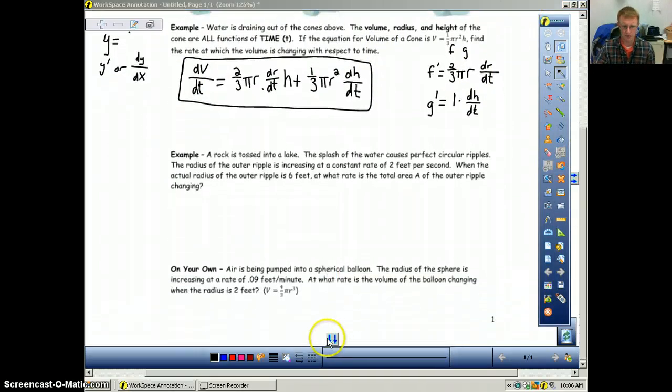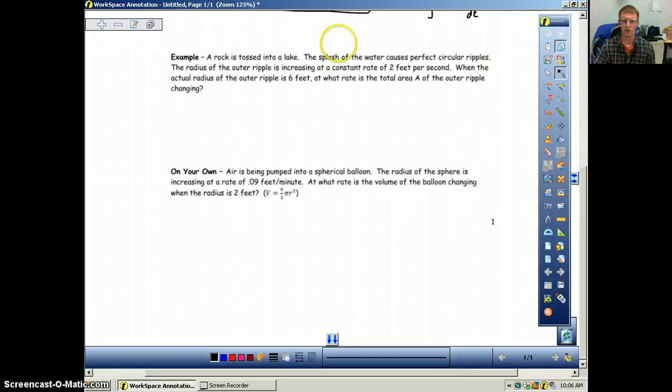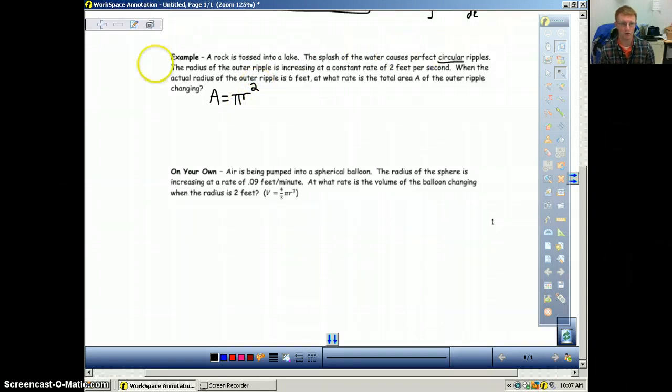It says a rock is tossed into a lake, and the splash of the water causes perfect circular ripples. So we're talking about circles here. Therefore, we're dealing with the formula A equals pi times r squared. Now it says the radius of the outer ripple is increasing at a constant rate of 2 feet per second. We'll talk about that in a minute. When the actual radius of the outer ripple is 6 feet, so they're giving us two different things here, and we're going to talk about what those represent.